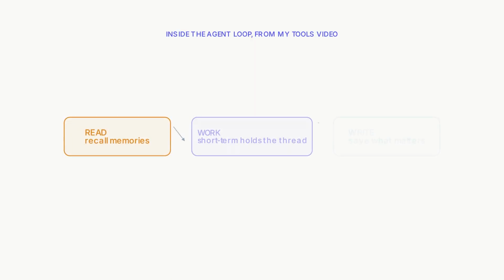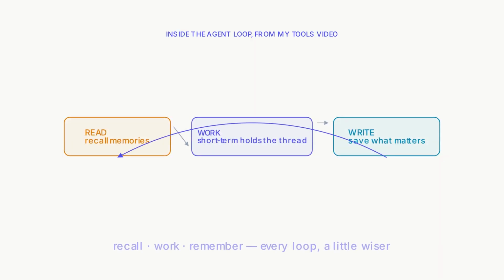And notice where it lives, right inside the agent loop from my video on tools. At the start of a task, the agent reads, pulling relevant memories in. As it works, short-term memory holds the thread, and at the end it writes, saving what's worth keeping for next time. Recall, work, remember. Every loop a little wiser than the last.